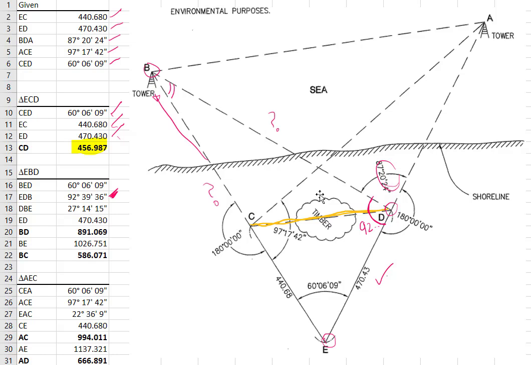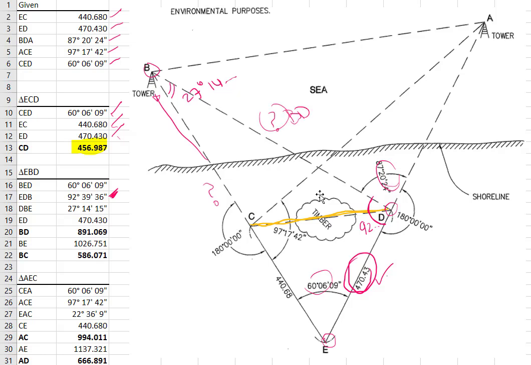So if we take 180 minus 92 minus the 60 here, this will give us the angle DBE, this angle here, to be 27 degrees 14 and something. So finding this angle, we have this triangle with 3 known angles and 1 known side. If we apply the law of sines, this is a perfect application for the law of sines. The law of sines will say this 470 over the sine of the opposite angle, which is 27 14, and then we have this angle, which is 60, and the opposite side is this one, which is BD.